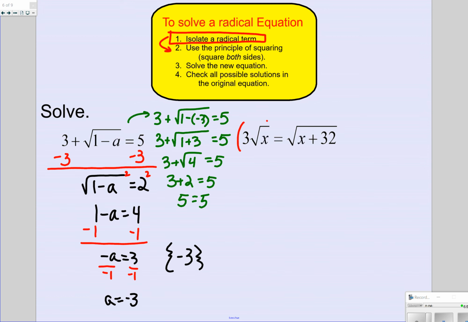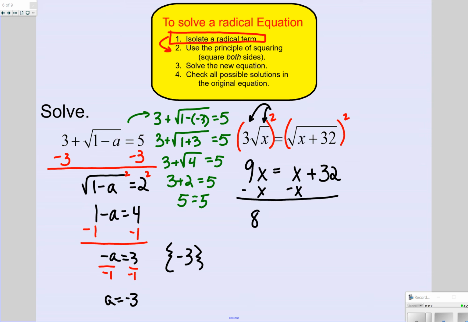So I will square the left side and the right side of the equation. When I square 3 times the square root of x, I remember that the 3 gets squared, so that becomes 9. And the square root of x gets squared, so that just is x. And on the right side, the square root of x plus 32 squared is just x plus 32. Now I can finish solving my equation. I subtract x from both sides. So 8x is equal to 32. And divide by 8, so x should hopefully equal 4.